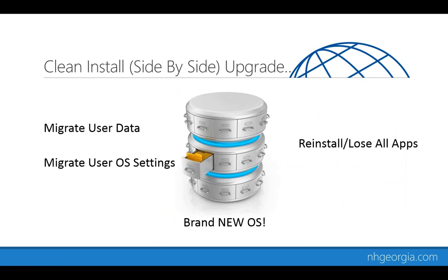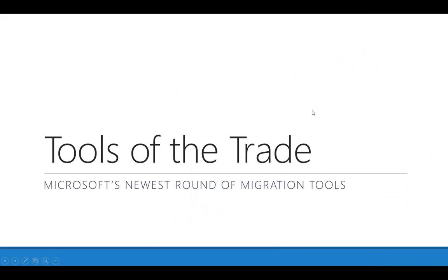Now, I forgot to put the asterisks on there. There's a little gotcha with that instance. Do I get to keep any of my apps from my other platform? Not with the default tools that we get for free from Microsoft. And I'll address that in a second. So what do we have? What are the tools of the trade here? What does Microsoft give us to accomplish these migration techniques?